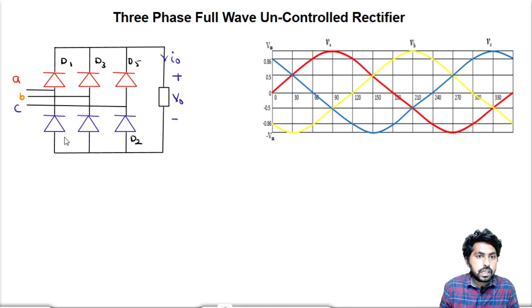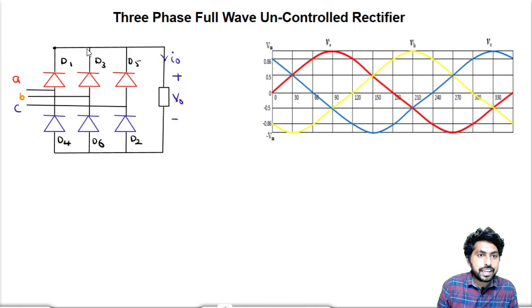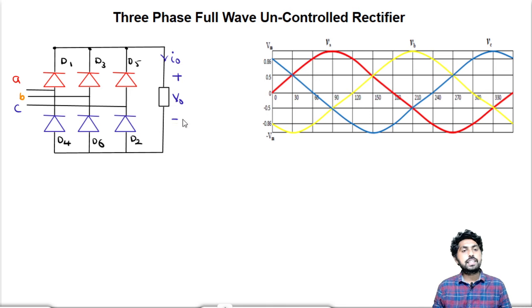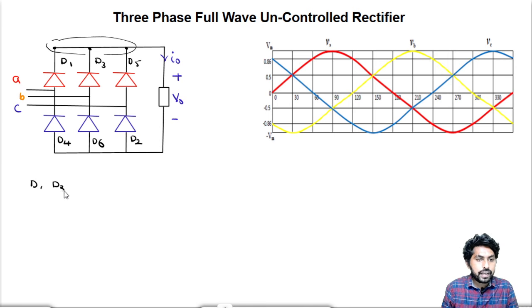D2, D4 and D6 are the bottom switches. And here the top switches are connected in the common cathode connection. So the top switches D1, D3, D5 are connected in the common cathode connection.